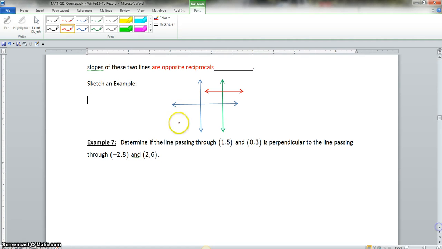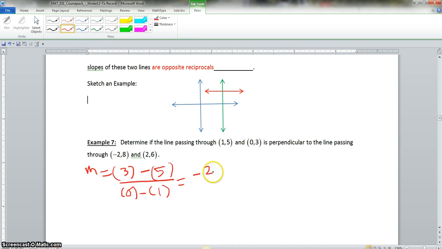It says determine if the line passing through 1, 5 and 0, 3 is perpendicular to the line passing through negative 2, 8 and 2, 6. So remember, our slopes must be opposite reciprocals, one positive, one negative, and then reciprocals of each other. So let's do the first slope. Our y2 is 3 minus our y1, which is 5, and it's all over x2 is 0 minus x1, which is 1. 3 minus 5 is negative 2. 0 minus 1 is a negative 1. So our slope here is 2.